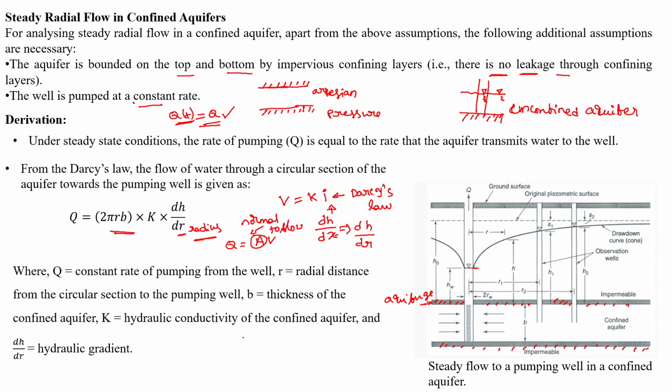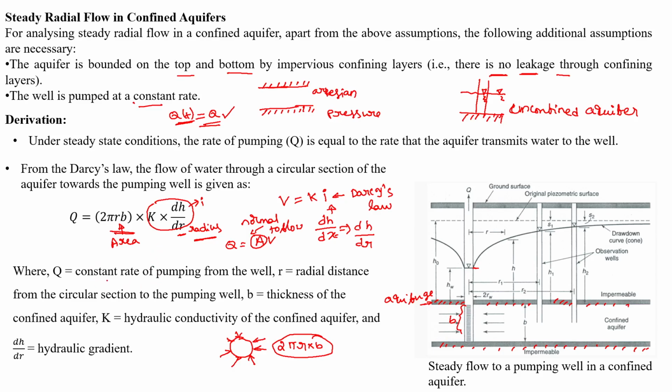Okay, so as we have seen, this is a well, and in this manner the water is entering. So what is the length of water entering? It is 2 pi r. And what is the depth it is entering? It is b. So 2 pi r into b will be the area. Okay, this is the area, and this is the velocity, k into I. This is I. Okay, k into I.